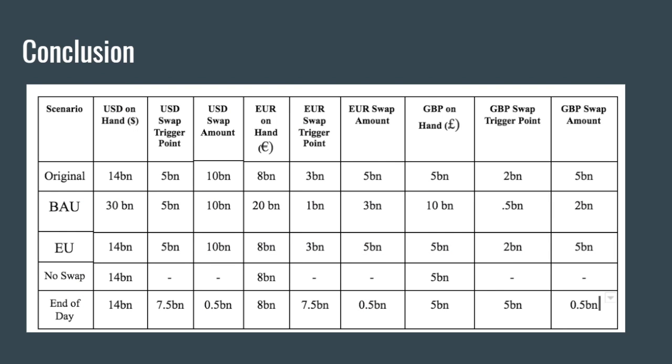In conclusion, we determined that the optimum values for the cash on hand to start each day should be $14 billion, 8 billion euros, and 5 billion pounds. Moreover, the swap policy with Global Bank has to be established using the model. The ideal trigger point for each type of currency was found to be $5 billion, 3 billion euros, and 2 billion pounds. The swap amount, or as we call it in our model, order quantity, was also found to be $10 billion, 5 billion euros, and 5 billion pounds.